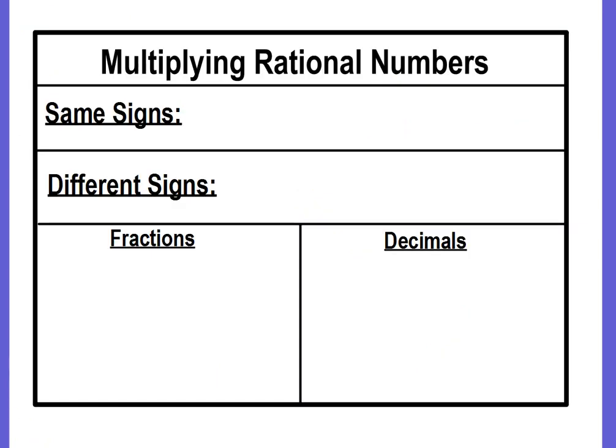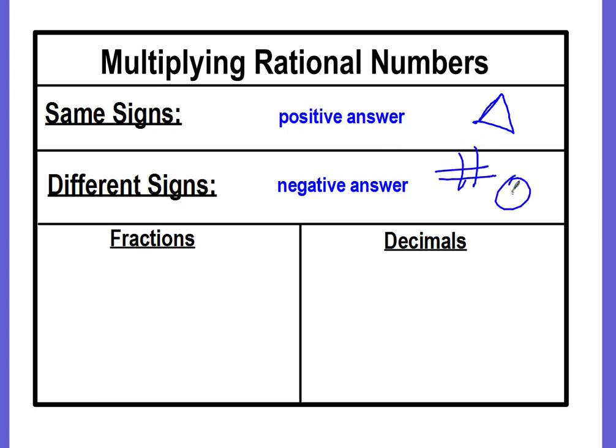Let's talk about multiplying rational numbers. When we're multiplying rational numbers, if the signs are the same, you have a positive answer. A negative times a negative is a positive. A positive times a positive is a positive. If the signs are different, your answer is negative. A negative times a positive is a negative. A positive times a negative is a negative. This is where your tricks come into play. So use one of your tricks. Use your triangle trick, use the tic-tac-toe trick, you can use the faces trick, okay?